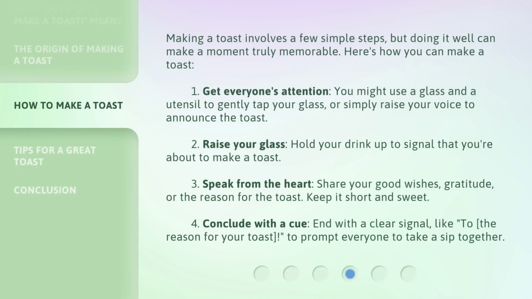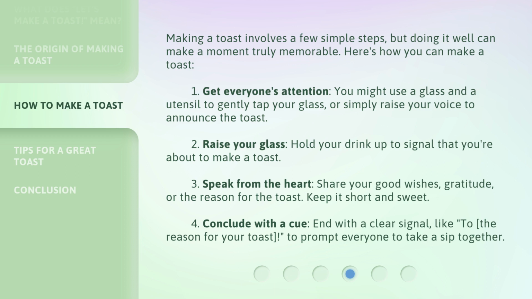Making a toast involves a few simple steps, but doing it well can make a moment truly memorable. Here's how you can make a toast. 1. Get everyone's attention. You might use a glass and a utensil to gently tap your glass, or simply raise your voice to announce the toast.